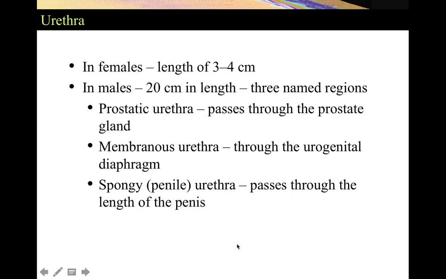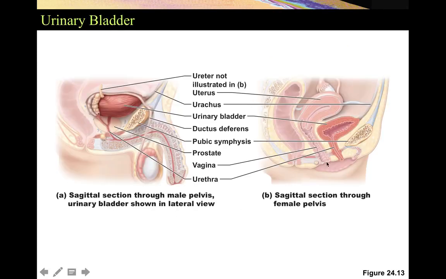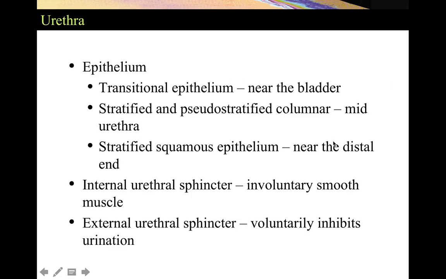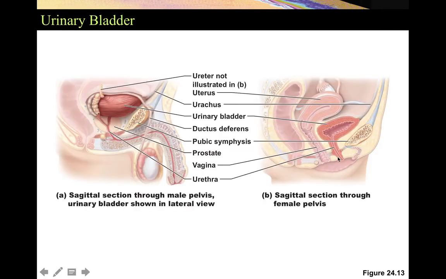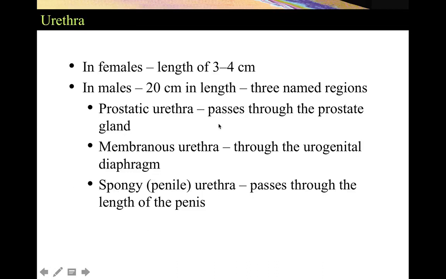So urethra in females, if you guys saw the picture, I'm just going to go back and show you quickly. Urethra in females starts from here and ends right here, is about 3 to 4 centimeters. In males it starts from here and goes through the length of the penis, so it's relatively longer. In relation, the length of the female urethra is about 3 to 4 versus the male urethra, which is about 20 centimeters. In males, we actually have 3 segmentations for the urethra.